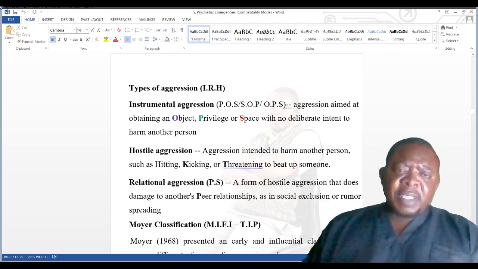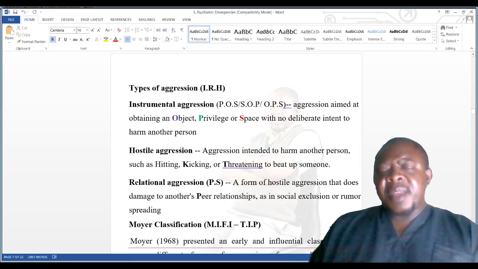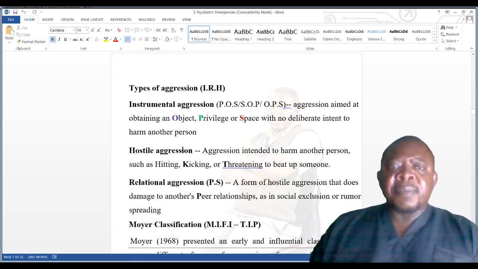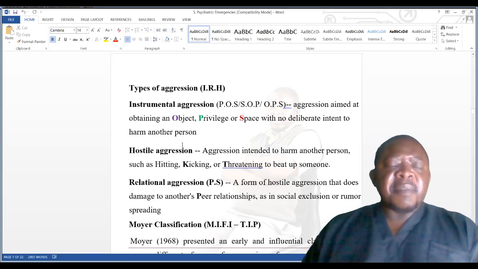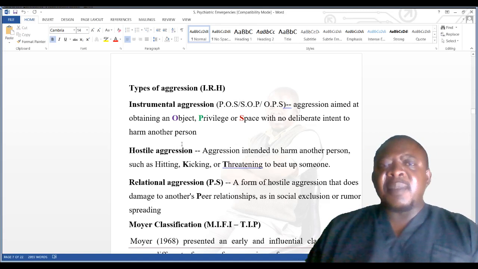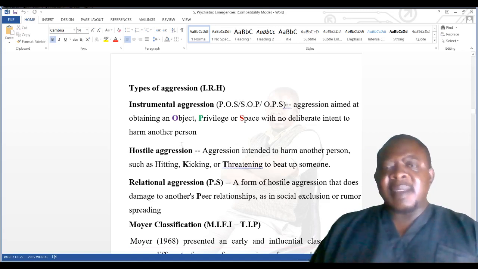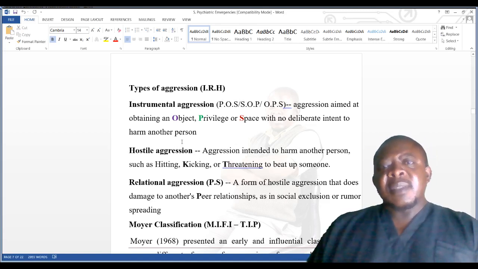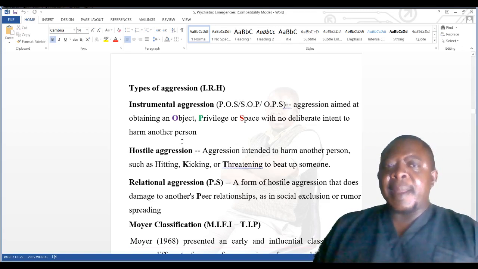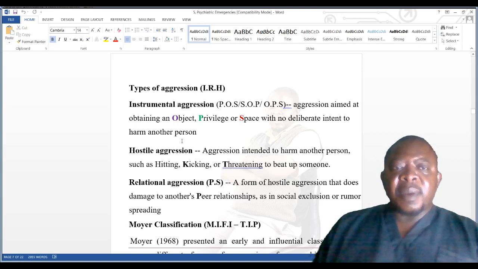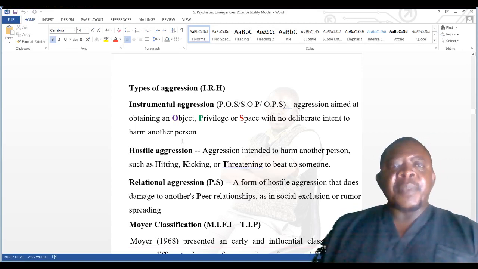It happens most of the time in our everyday life that some people want to hit us, and some people want to kick us. If they have a black belt, of course they will try to kick us. Then we have people who will threaten some violence, threatening to beat up another person. That is what we call hostile aggression. Then there's relational aggression.